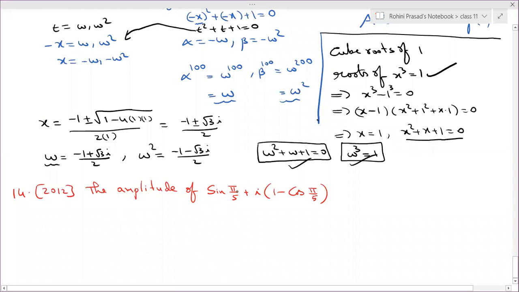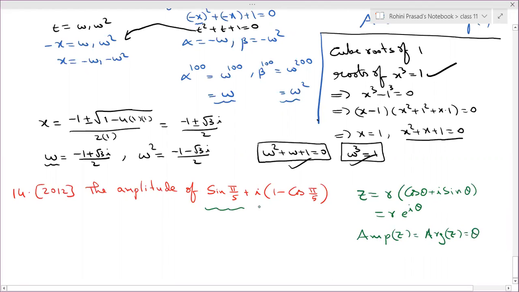Next, the amplitude of a complex number. If z is written in the form r into cos theta plus i sin theta, which is called polar form, or r into e power i theta, which is Euler form, then the amplitude of z, or argument of z, is equal to theta. First, you should get that into this form. So now you should convert this complex number into that form.